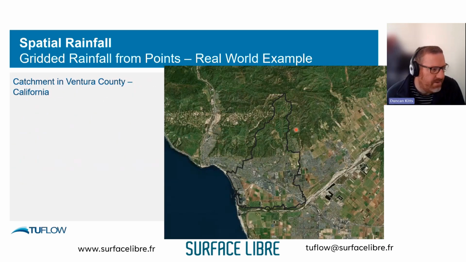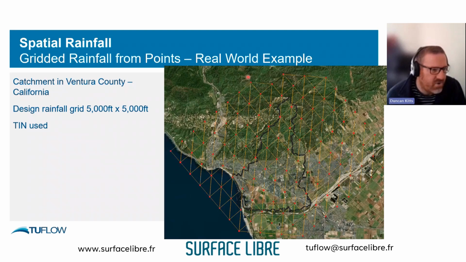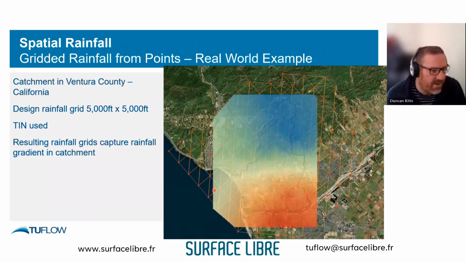This is an example, and it's actually using design rainfall profiles. There was a design rainfall grid on a 5,000 foot basis. This is the US, so obviously English units rather than SI units. Each of these had a design rainfall profile associated with them. We used a TIN, the triangles were defined, and then we have the resulting rainfall grid, and that captures the spatial distribution of the rainfall and those rainfall gradients that might exist within our catchment.